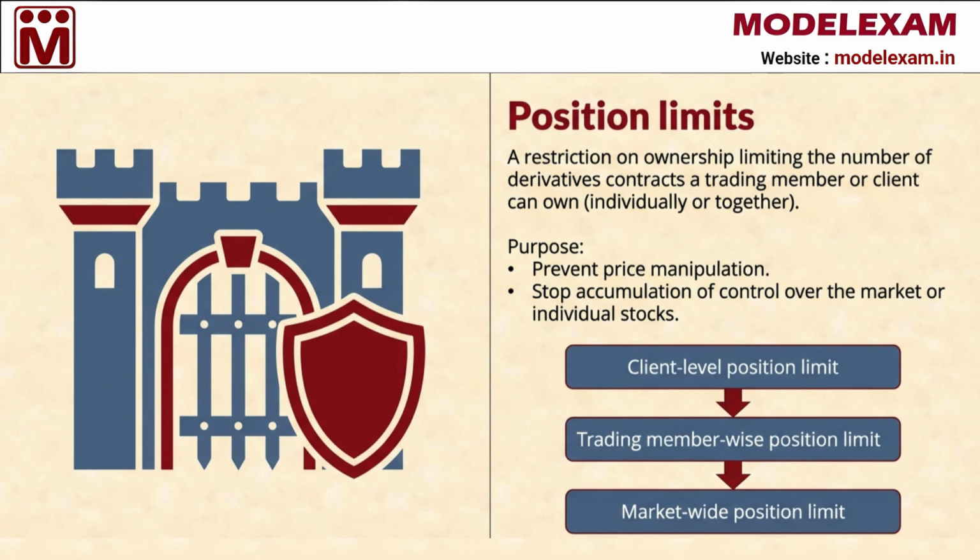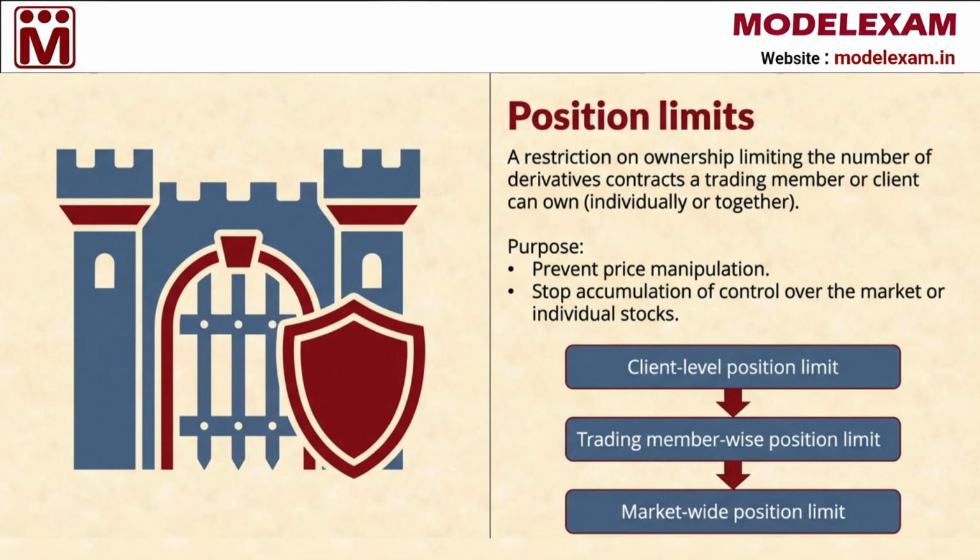In this video, we will explore position limits in the derivatives market. Whenever you trade futures and options, the exchange places certain restrictions on the maximum number of contracts you can hold at any given time. This restriction is called a position limit.